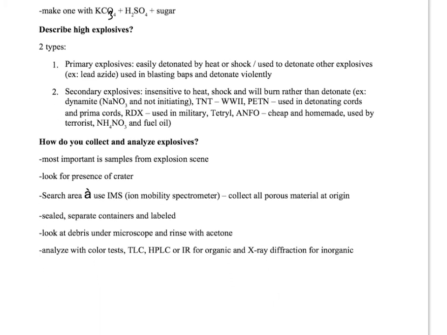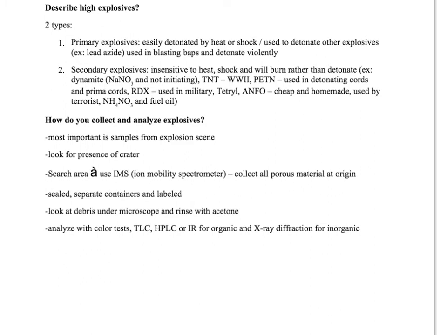Let's go on to high explosives. There are two different types of high explosives. You have primary and secondary explosives. Primary explosives are easily detonated by heat or shock, and they're used to detonate other explosives, similar to low explosives. An example of a primary explosive is lead azide, and that's used in blasting caps and detonates violently. Secondary explosives are insensitive to heat, and they will shock and burn rather than detonate.